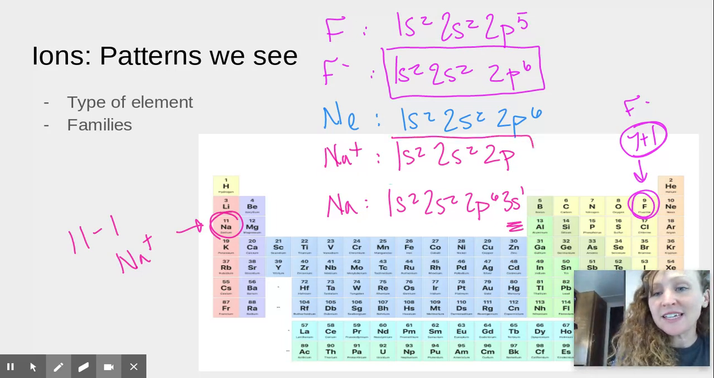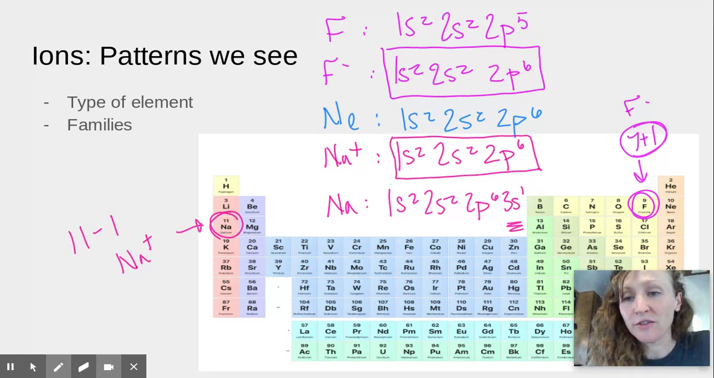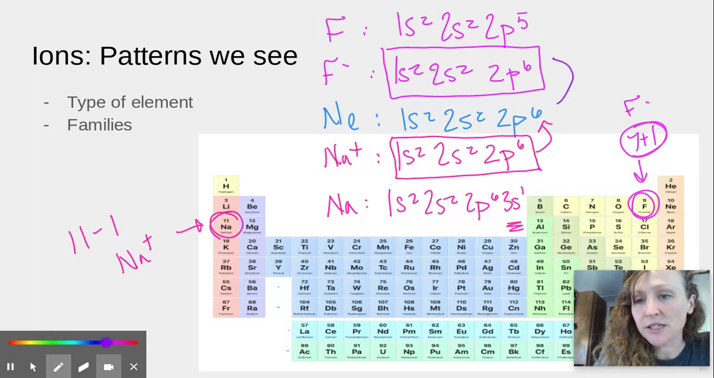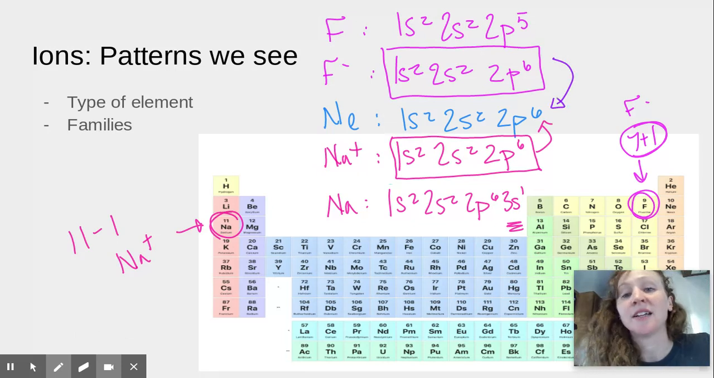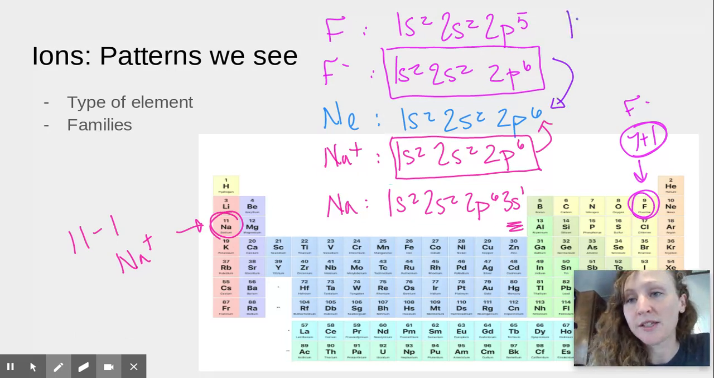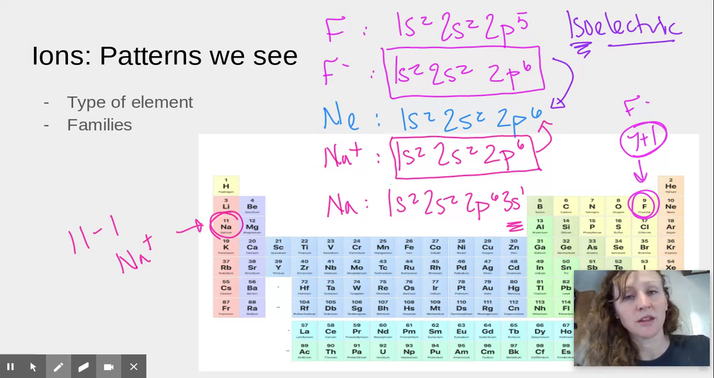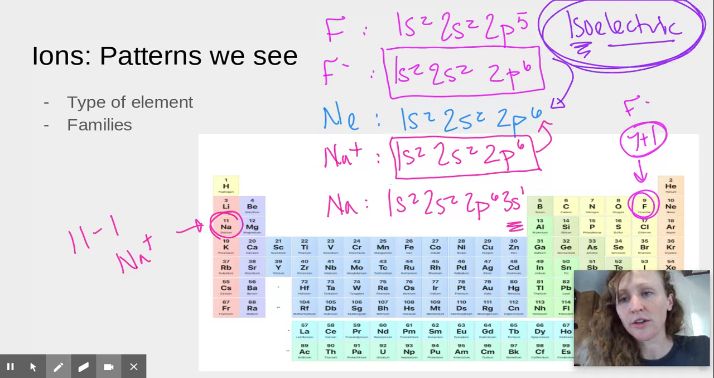Notice it matches the electron configuration for neon, just like fluoride matches the electron configuration for neon. There's a term for this. We call them isoelectronic. Iso means the same, and electronic is talking about the electronic structure. So ions are isoelectronic with noble gases. There's your vocab word for the day, isoelectronic.